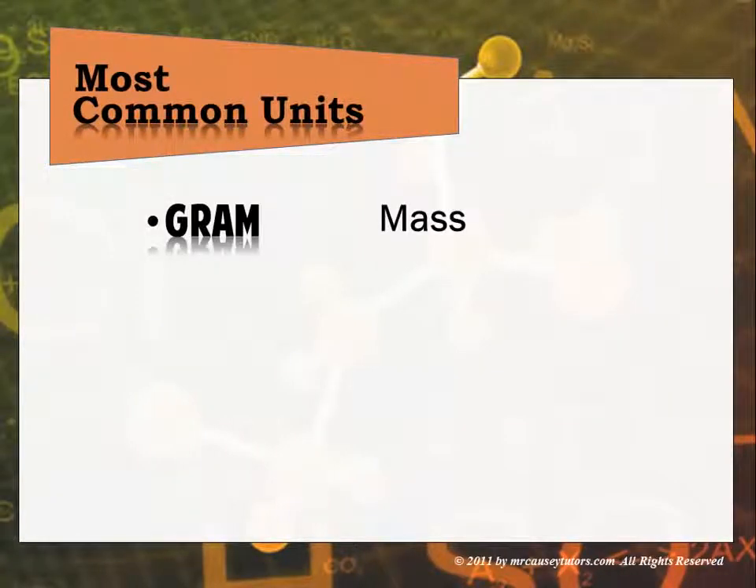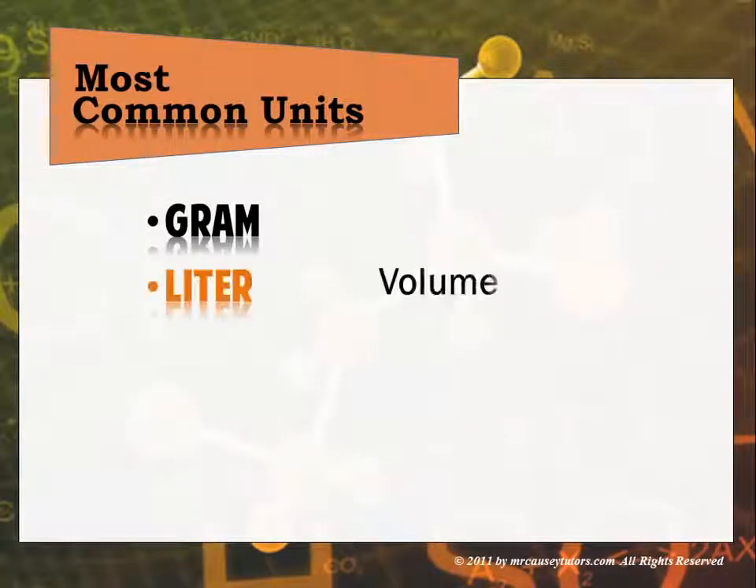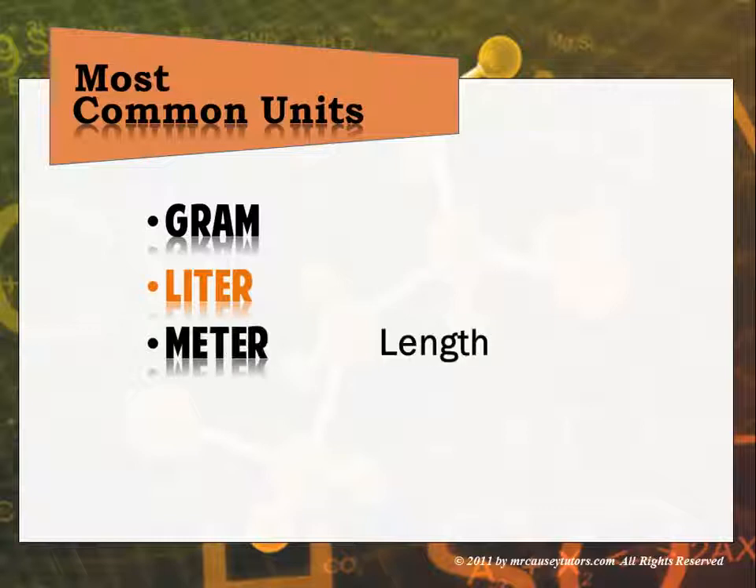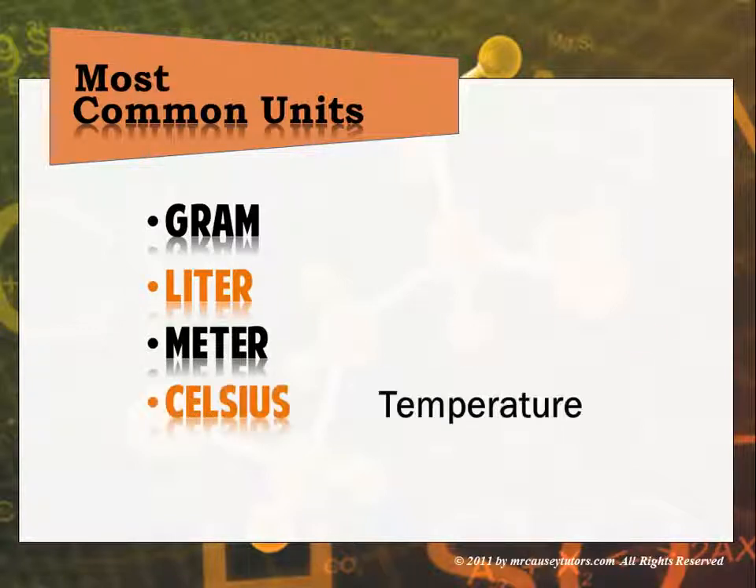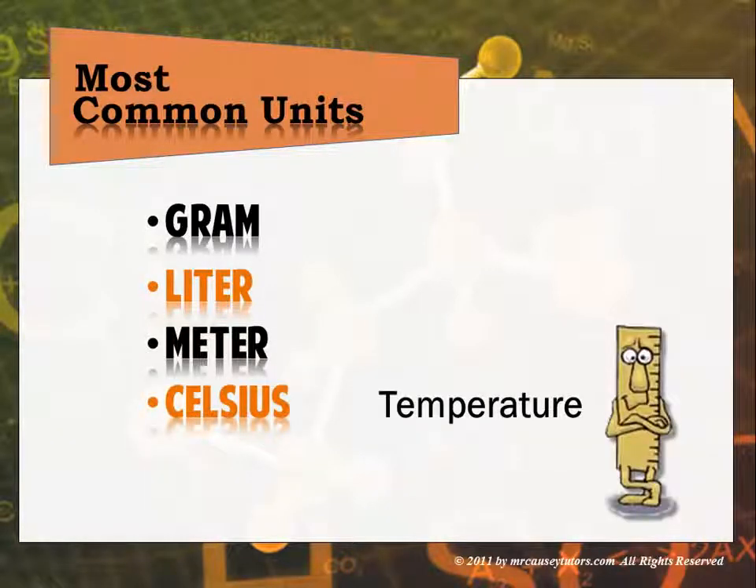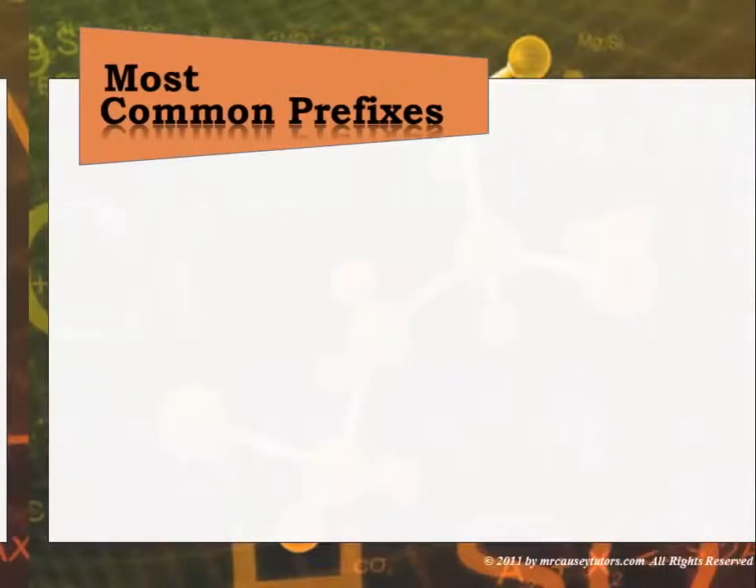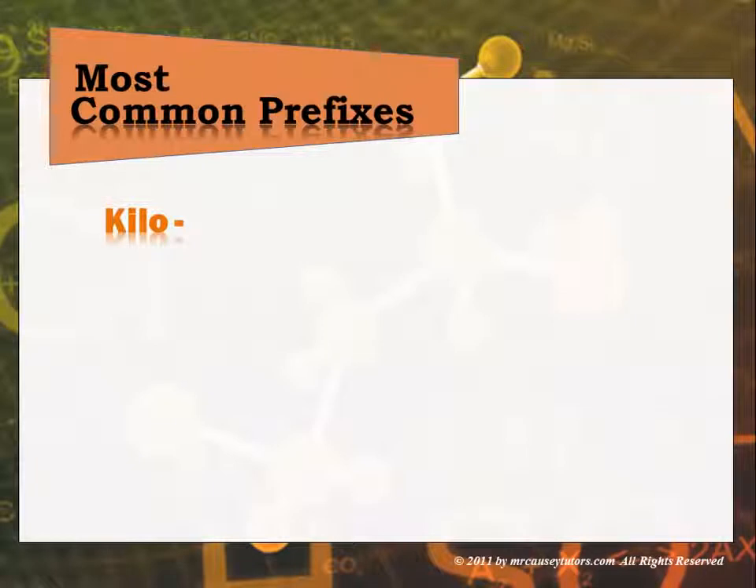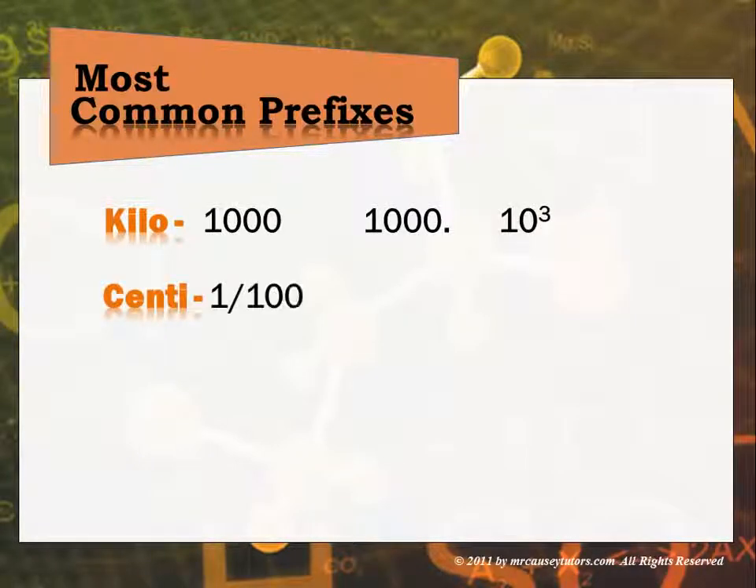Our most common units are going to be gram, liter, and meter. And in the laboratory, of course, we're going to be using Celsius for our temperature. So those are our most common units. And then, of course, our most common prefixes are going to be kilo, centi, and milli.